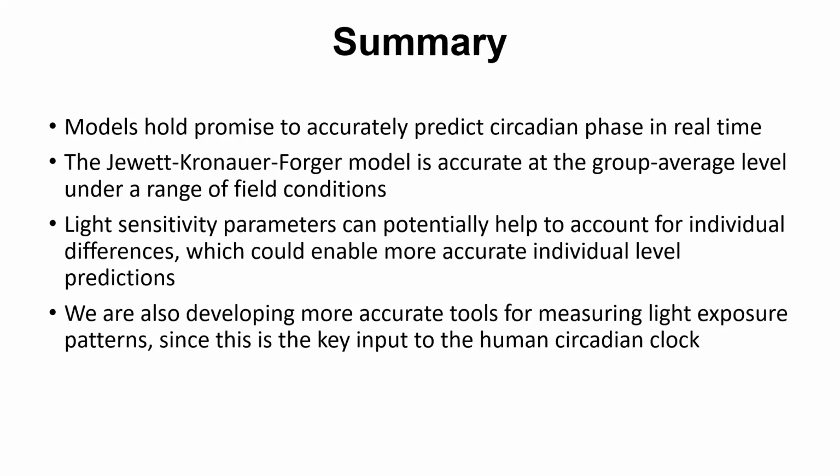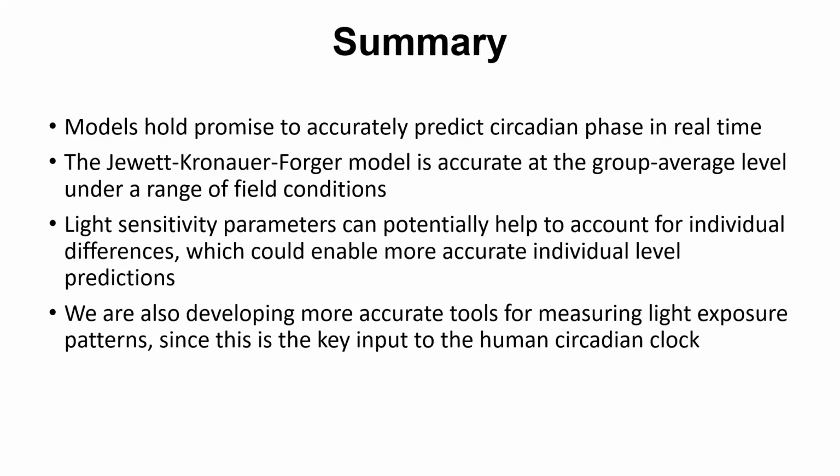There are other methods that have been established to perform well under one condition and then fall apart under another, such as shift work. But the Jewett-Kronauer Forger model loses a little bit of accuracy in shift work settings, as you would expect, but it still does just about as well as any other method. So I think it's a really robust model and a testament to all the work that went into developing that model in the first place.